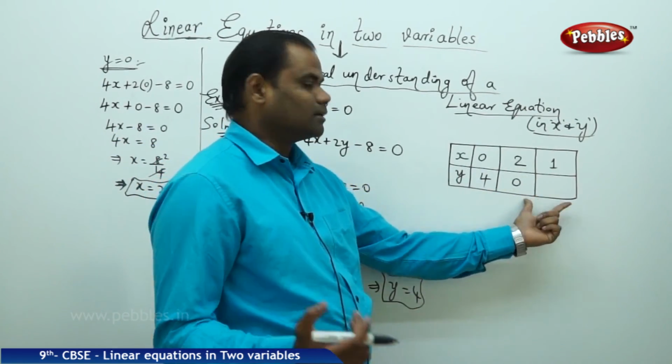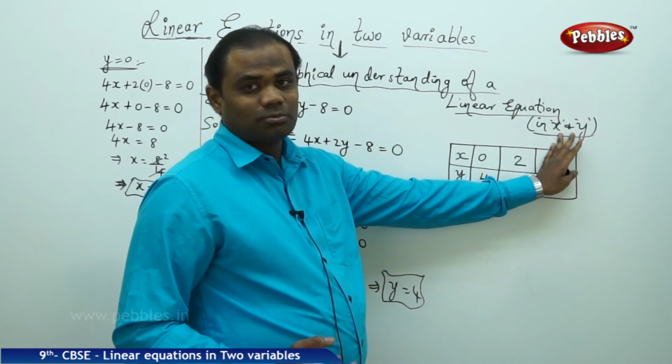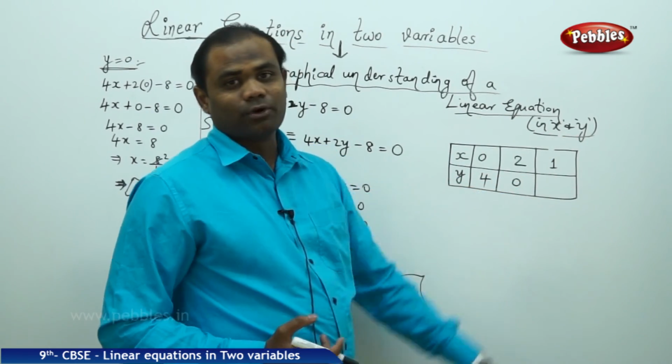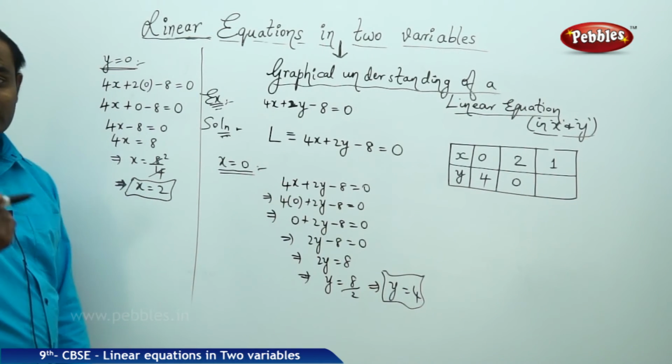Finally, it's about filling the last value. We need only 2 points to sketch the line, but we take a third point for verification, so let's see what the value of y is when x is 1.